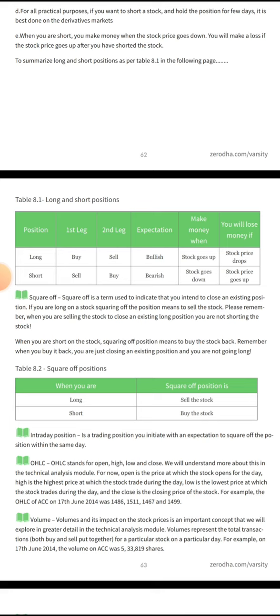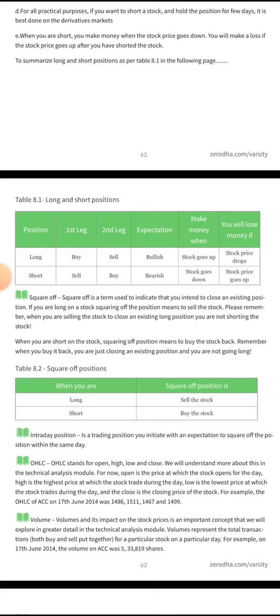When you are short on the stock, squaring off the position means to buy the stock back. Remember, when you buy it back, you are just closing an existing position and you are not going long.